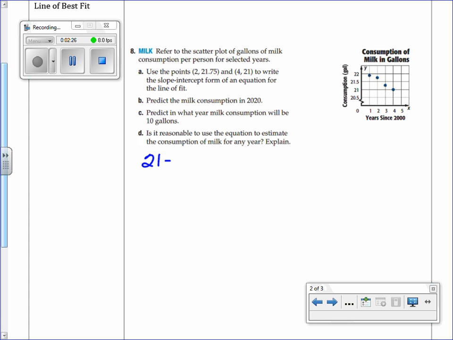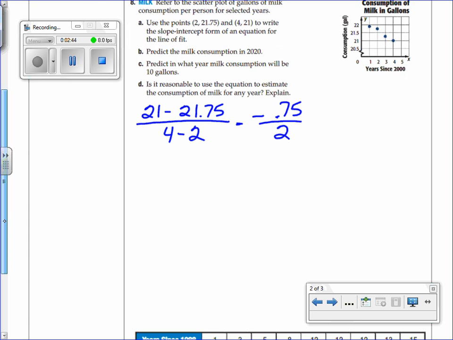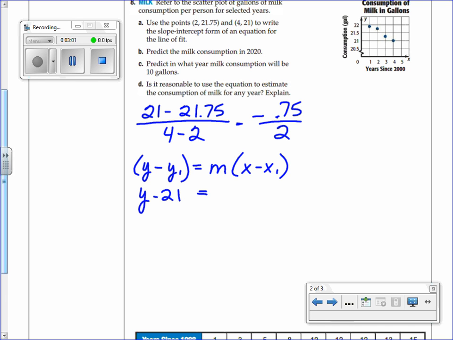So 21 minus 21.75 all over 4 minus 2. That's going to equal negative 0.75 over 2. That's my slope. So now I want to go to point slope form. So I have y minus y1 equals m times x minus x1. So y minus 21 equals negative 0.75 over 2 times the quantity x minus 4.